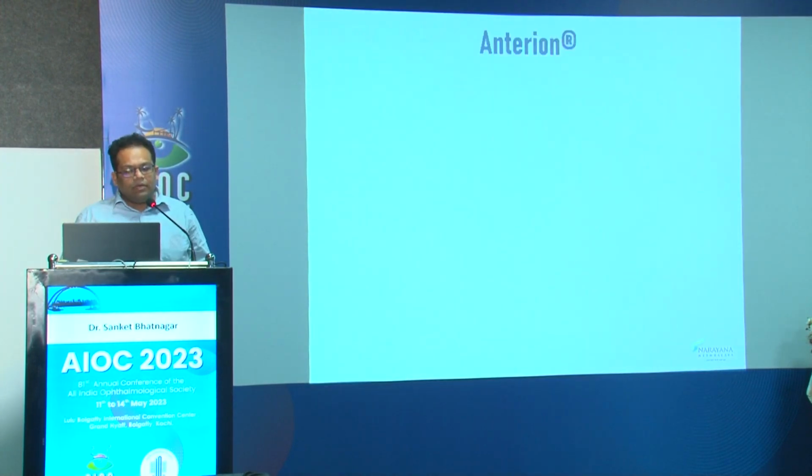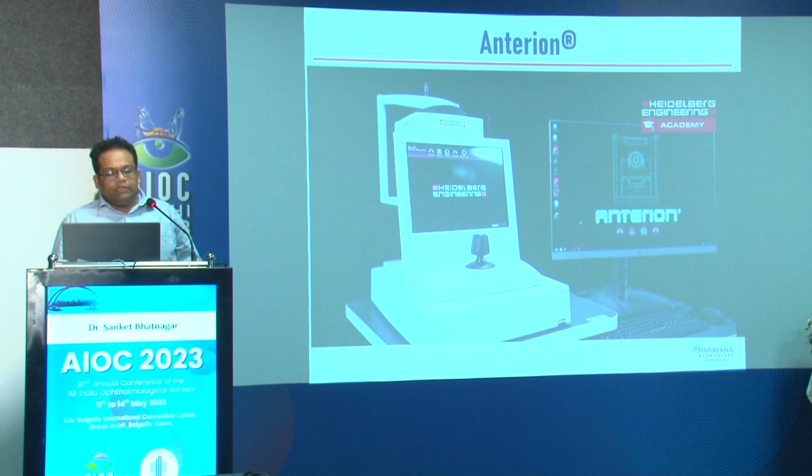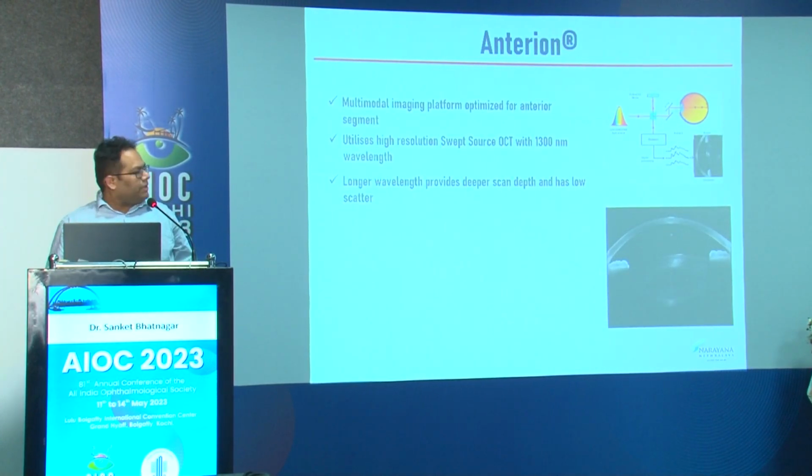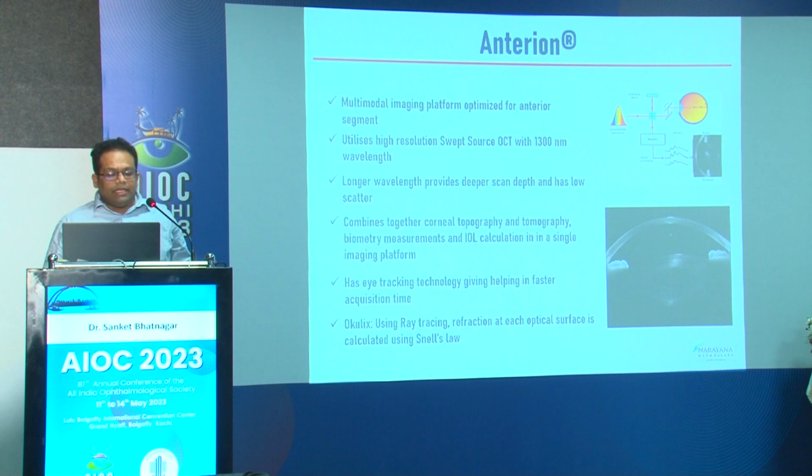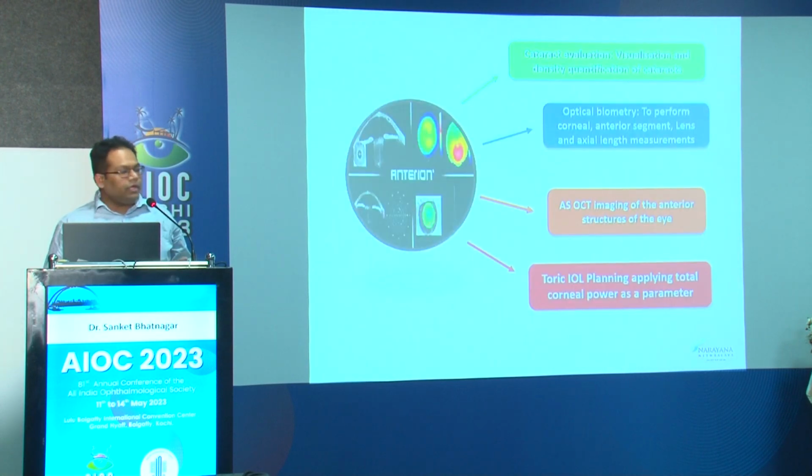This brings in the Heidelberg Anterior ASOCT into the picture, which is a multimodal imaging platform optimized for anterior segment imaging. It utilizes high resolution swept-source OCT with 1300 nanometer wavelength, which gives us a larger scanning depth of around 31 millimeter, and has low scatter. It also combines topography and tomography with biometry measurements, has eye tracking technology for faster acquisition time, and Oculix, which is a ray tracing software which you can incorporate into the machine itself. So a single imaging platform can give you biometry, topography, anterior segment imaging, and it has an inbuilt toric planner.